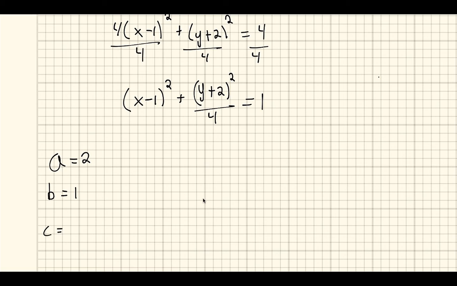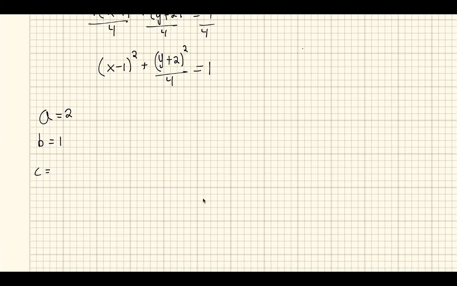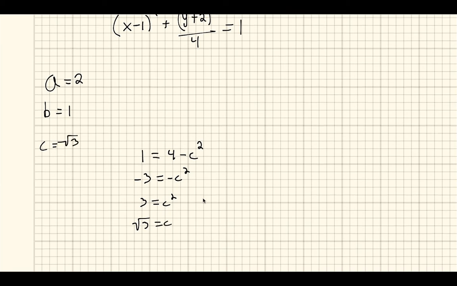And we want to find C because we need C to find the focus. So let's go ahead and do that. B squared equals A squared minus C squared. So 1 squared is 1 equals 2 squared, which is 4, minus C squared. Negative 3 equals negative C squared. 3 equals C squared. C is going to be the square root of 3. Okay, which is going to be kind of weird when we're finding our focus.